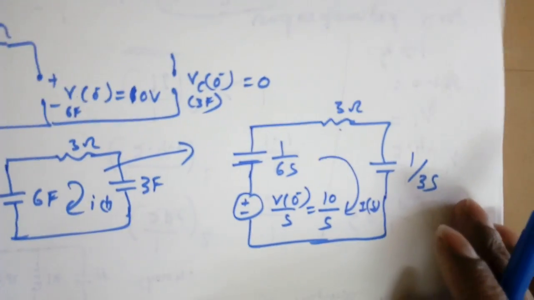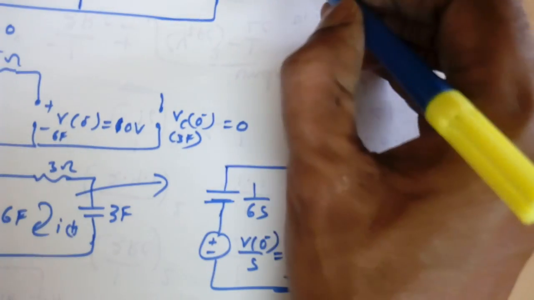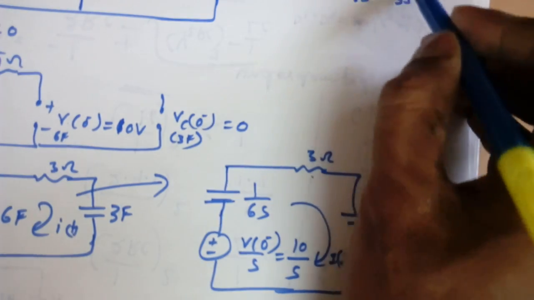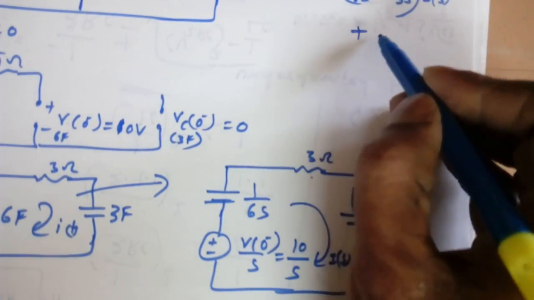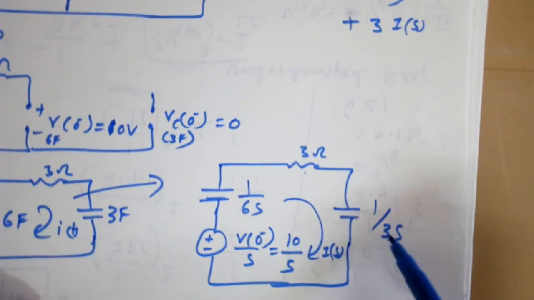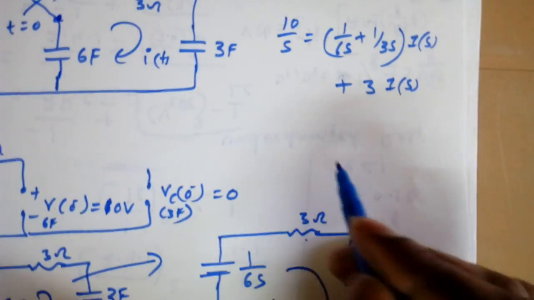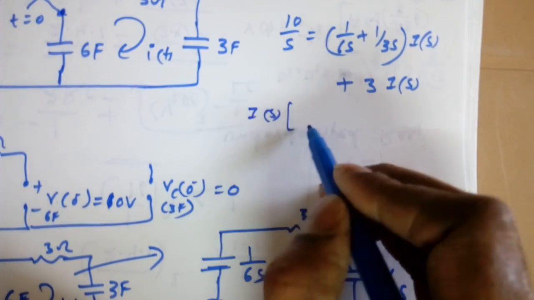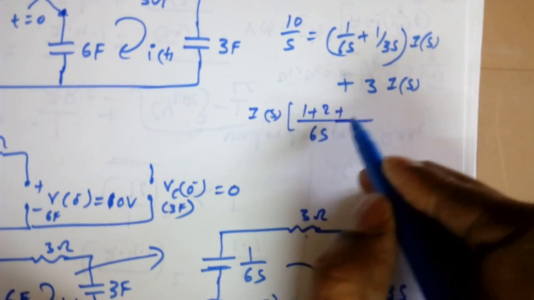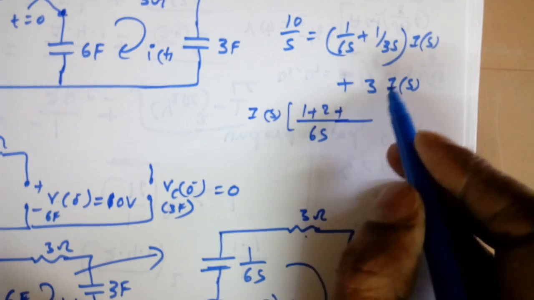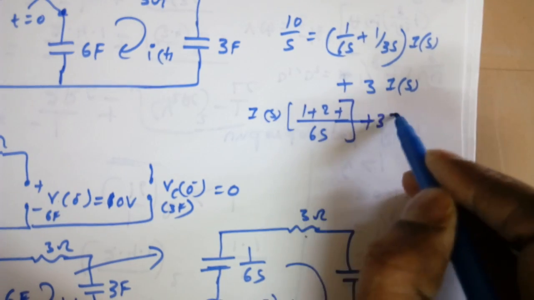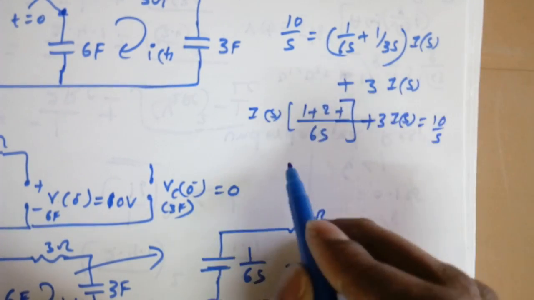Now if I apply KVL across this loop, what do I get? 10 by S is equal to 1 by 6s into I of S, plus 1 by 3s into I of S, plus 3 into I of S. Now if I take I of S common, with 6s as the LCM, it gives 1 plus 2, so this is 3, plus 3 into I of S is equal to 10 by S.